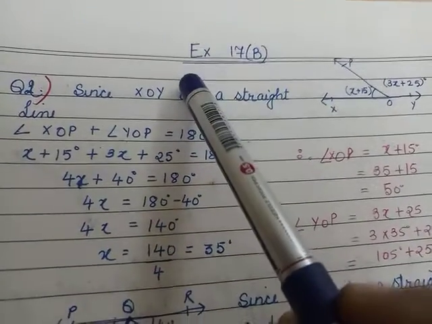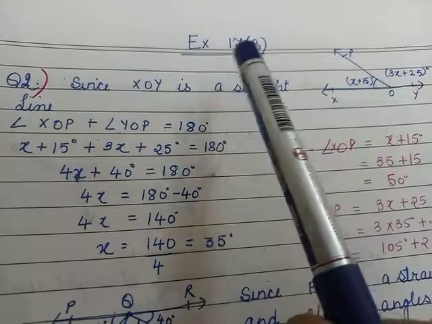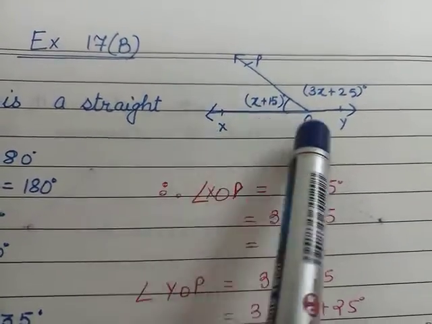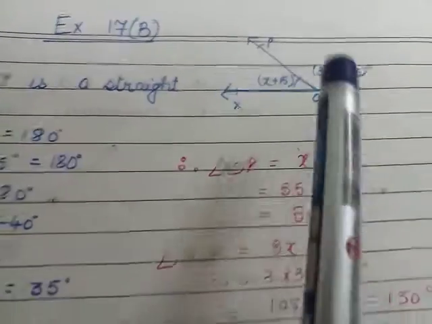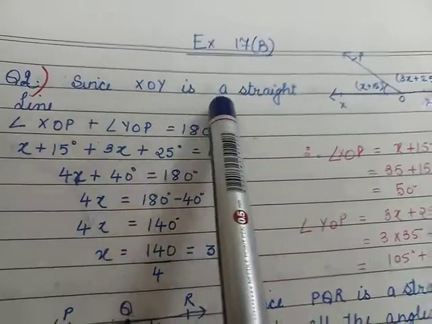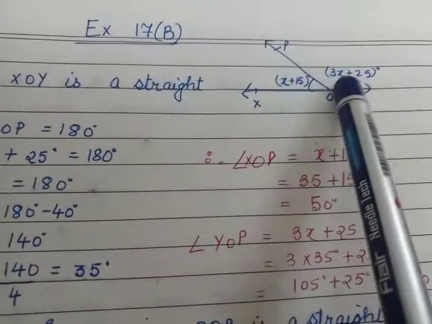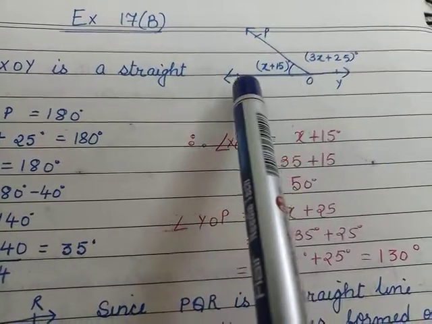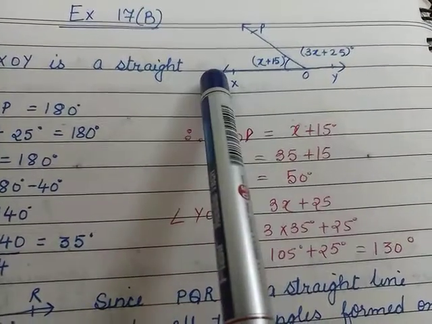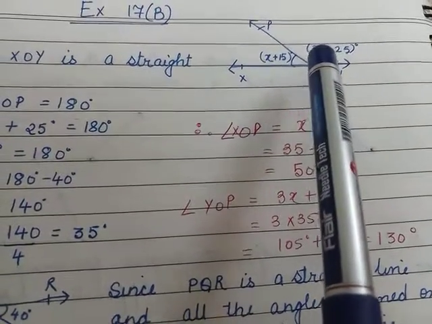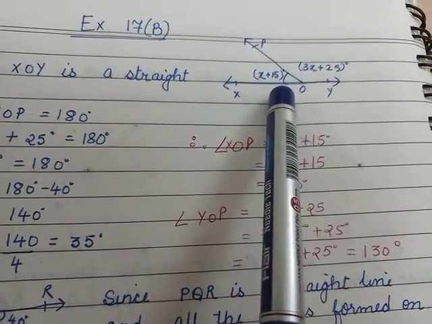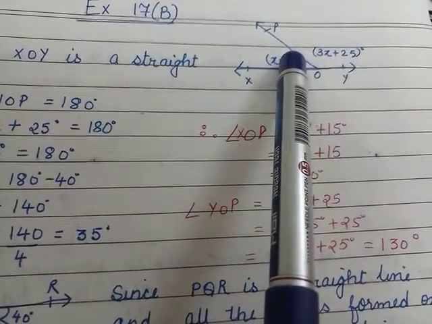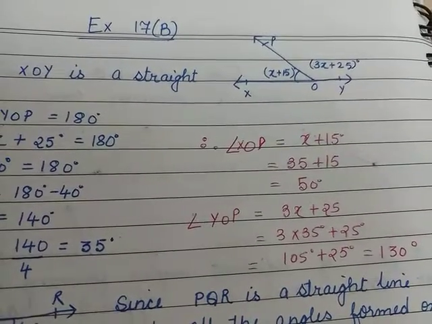Now I discuss the questions of exercise 17b. This is the figure given to us. They are saying XOY is a straight line. So we'll write, since XOY is a straight line, the two angles so formed have a common vertex O and the other arms in the opposite direction. Therefore, this is a case of adjacent angles forming a straight line. We call them a linear pair. We know very well the sum of the two angles of a linear pair is 180 degrees.